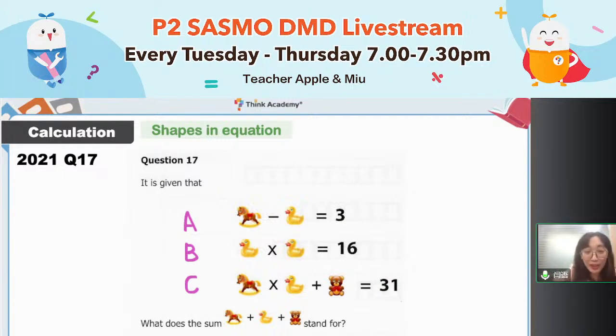Why is it B? Because now you see in equation B, you can only see one item, right? We only have a rubber duck. Duck times duck equals to 16. So could you please tell me what is the value of one duck? What times what equals to 16? Quickly, times table, what times what equals to 16?